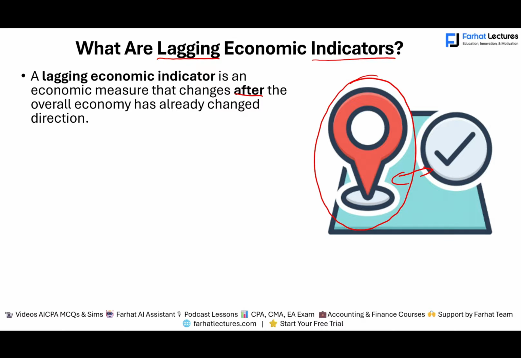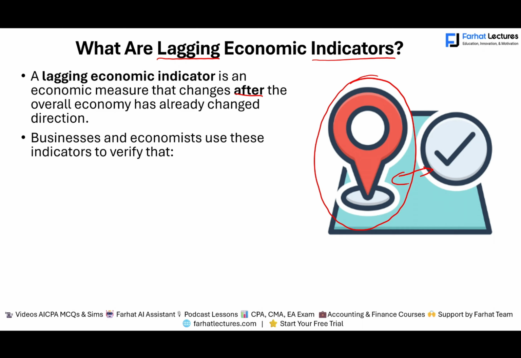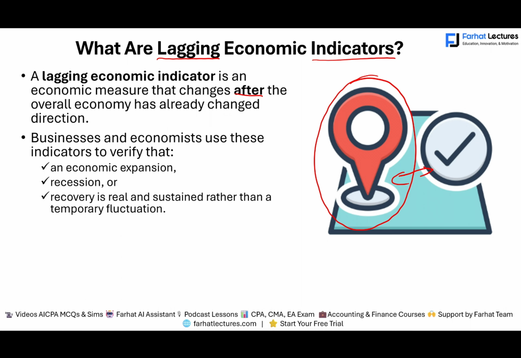So we're already into, for example, a recession, or we are out of the recession. Here the businesses and the economists use those indicators to verify whether we went through an economic expansion, a recession, or the recovery is real and sustained. Now we have confirmed information. It was not a temporary fluctuation. So those are what we call the lagging indicators. They lag in time. They come after to confirm what just happened.